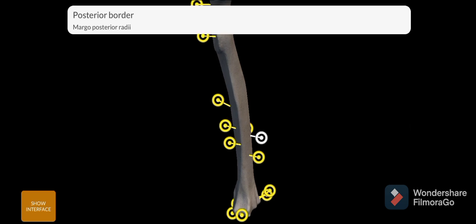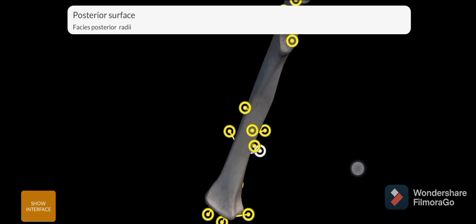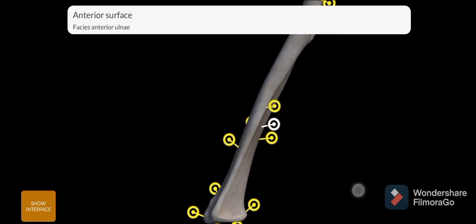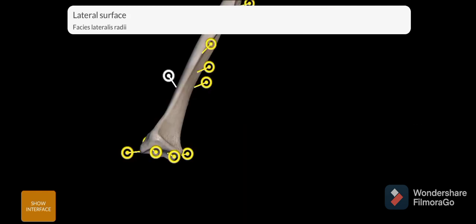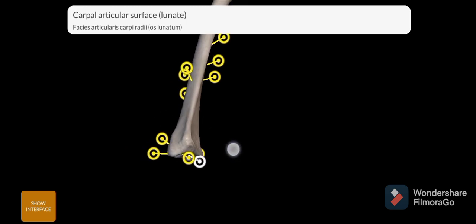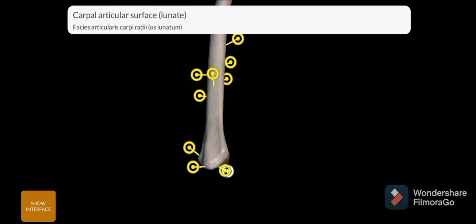The midshaft of the radius bone consists of three surfaces. This is the posterior surface, this is the anterior surface, and this is the lateral surface of the radius. The lower distal end of the radius bone consists of two articular surfaces, one for the scaphoid carpal bone and the other for the lunate carpal bone. On the lateral side of the distal surface of the radius, there is a process called the styloid process, which is also called processus styloideus.